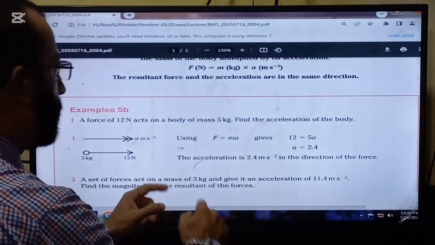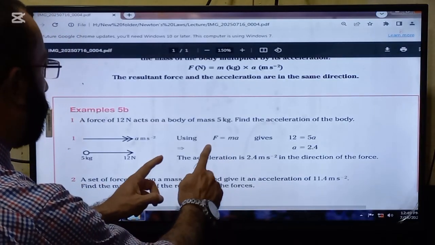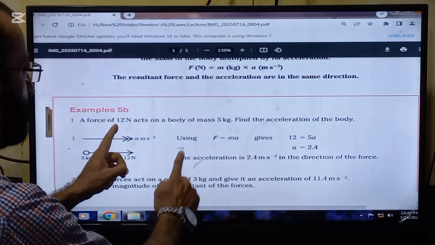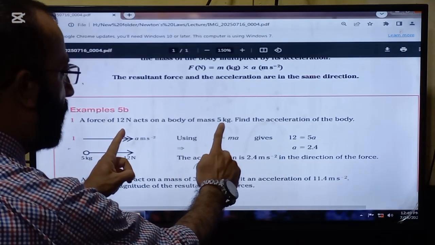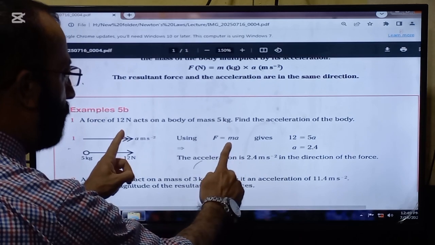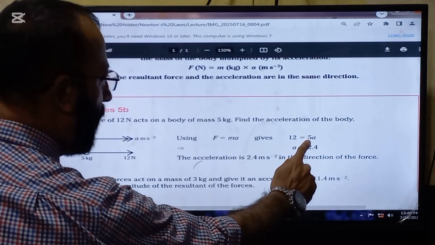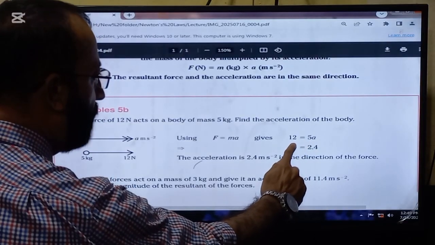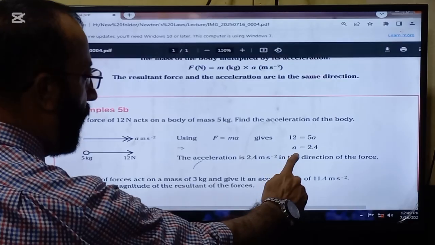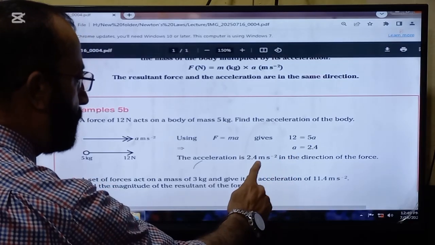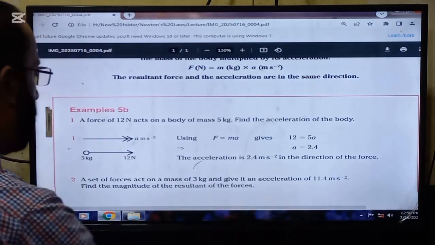Acceleration is required. So F is equal to ma is the formula that will be used. So look now, 12 Newton will be put in place of F and mass is 5 kg, so 5 will be placed in place of m. So 12 is equal to 5a. So 5 will come into the denominator of the 12 and you will solve it on the calculator. So a will be equal to 2.4 and the unit of the acceleration is meter per second square. So 2.4 meter per second square is the answer.